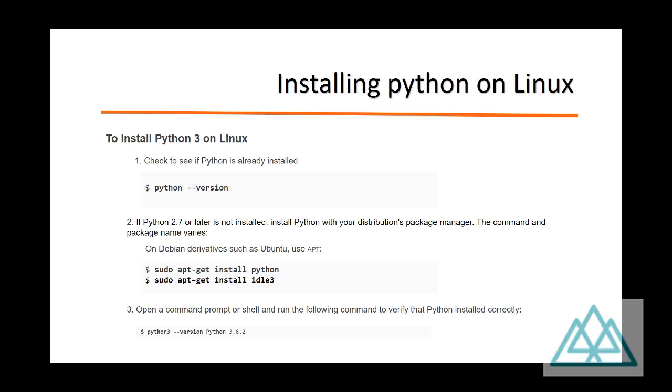If you are using Linux, open terminal. Then the first command you have to type is sudo apt-get install python3. After the installation is successfully completed, then type the second command, that is sudo apt-get install idle3. IDLE stands for Integrated Development Environment.